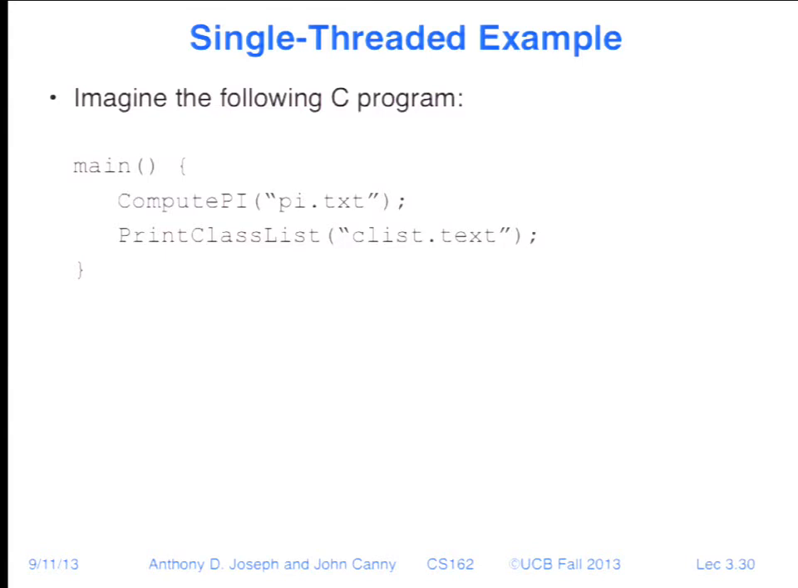Imagine we wrote a program that was a thorough calculation of the digits of pi. And it would save all the digits of pi in the file pi.txt. What's the problem with this program as written? What's that? Yes. So what's the downside of that? So the first one won't finish, and if we wanted to print the last list, we won't get to it.